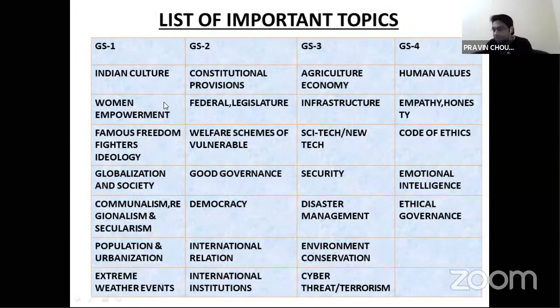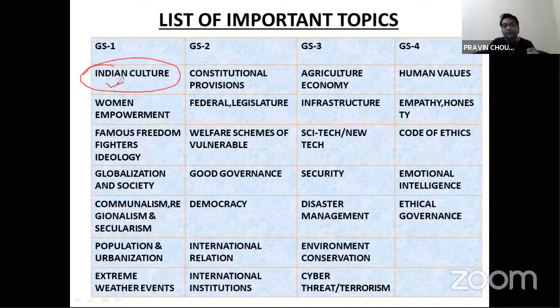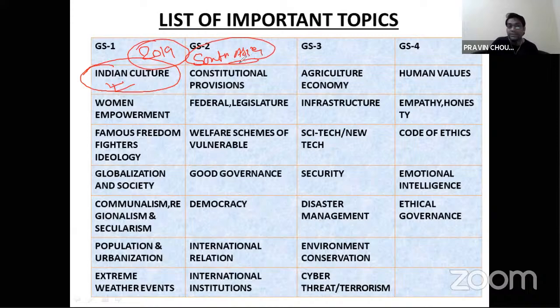Now next, I am noting some important topics that belong to GS1, GS2, GS3 and GS4. While reading your GS, this will also become clear to you. In GS1, the first is Indian culture. From whatever you read about Indian culture, a topic can come. For example, in 2019 there was one question about South Asian culture, the pluralistic culture of South Asia, which means Indian culture. When you read Indian culture, you read about Buddhism and Jainism, how they spread in Southeast Asia and South Asian countries, and how these countries are culturally linked to each other.